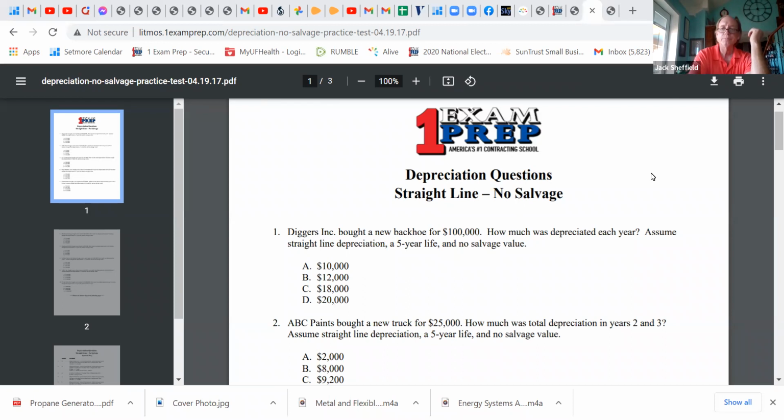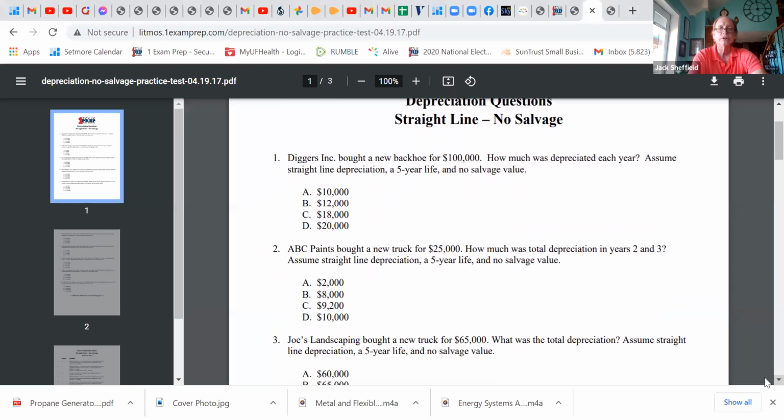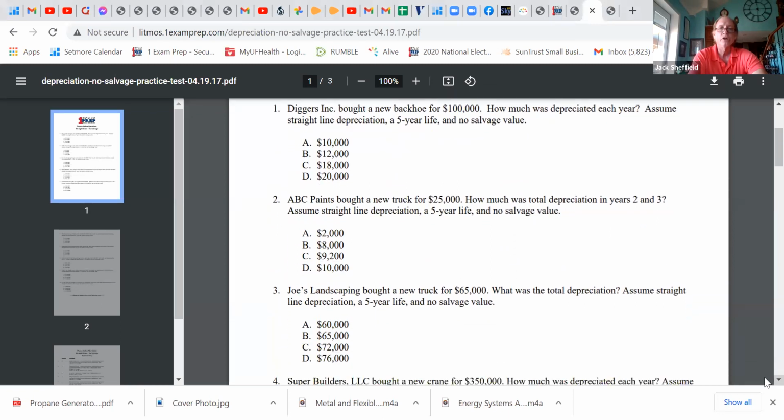So with that in mind, let's go ahead and do the first three of these questions. This is straight line, no salvage, 1, 2, and 3. Take a minute and do those, hit the pause button, and then come back and let's see how we did.